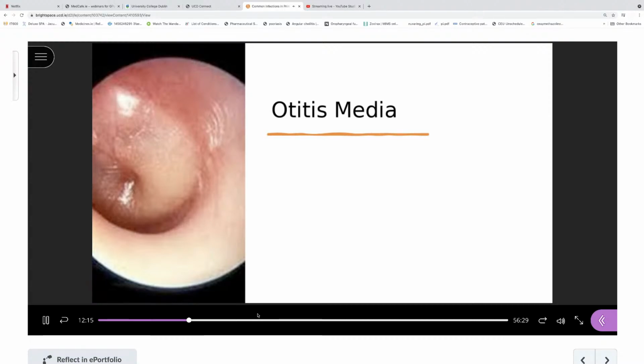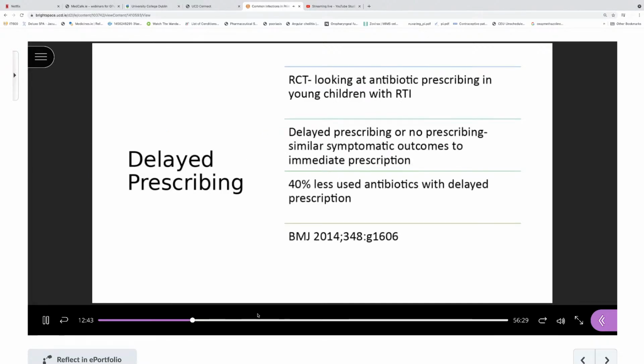So moving on to middle ear infections, otitis media. So in this image here, you see the eardrum bulging with pus behind it. Really, otitis media can be caused again by viral or bacterial causes, and it's not always easy to distinguish between them. We have to really consider otitis media as one where we shouldn't often give an immediate prescription for antibiotic, and it's a very good example actually where delayed prescribing of antibiotics can be utilised.